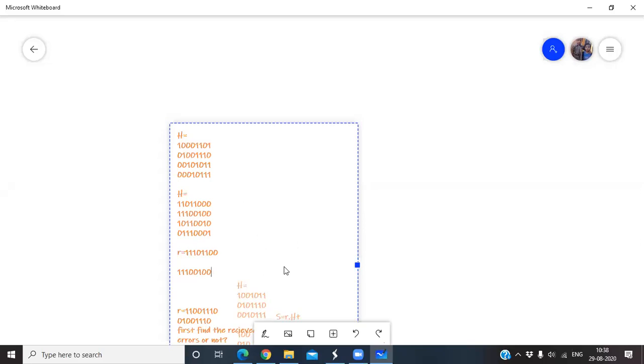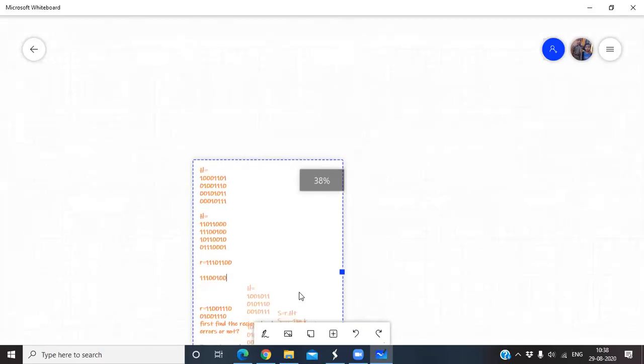Okay, now coming to the question. What is the question here? You have to draw the syndrome circuit. Please draw the syndrome circuit. How many received code bits here? 7, right? Sorry, 8. (8,4) block code.